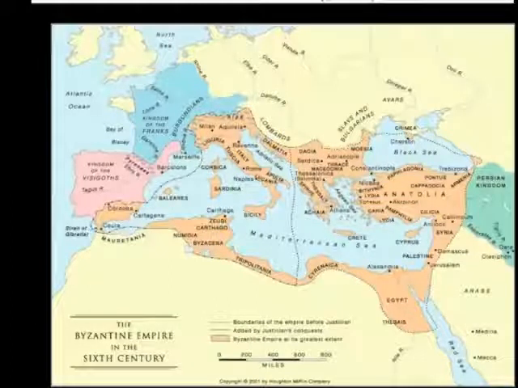So here is a description of the spread of the Byzantine Empire in the 6th century. And you can see the orangish stuff showing you the spread of Byzantium. But really, the strongest centers of the Byzantine Empire still cluster around Constantinople.